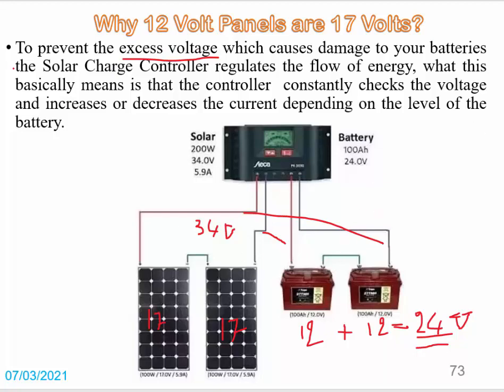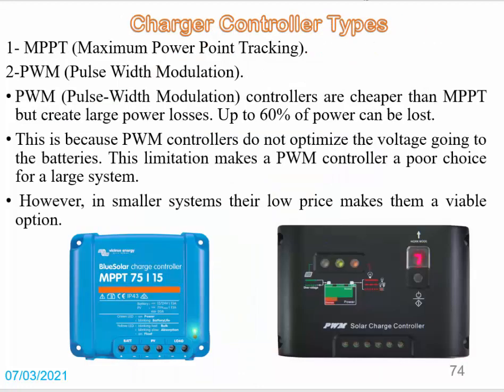How to solve this problem? We can see the solar charge controller regulates the flow of energy. What this basically means is that the controller constantly checks the voltage and increases or decreases the current depending on the level of the battery. So the solar charge controller will solve this problem. The two different types of charge controllers are MPPT and PWM. MPPT stands for Maximum Power Point Tracking, and PWM stands for Pulse Width Modulation.